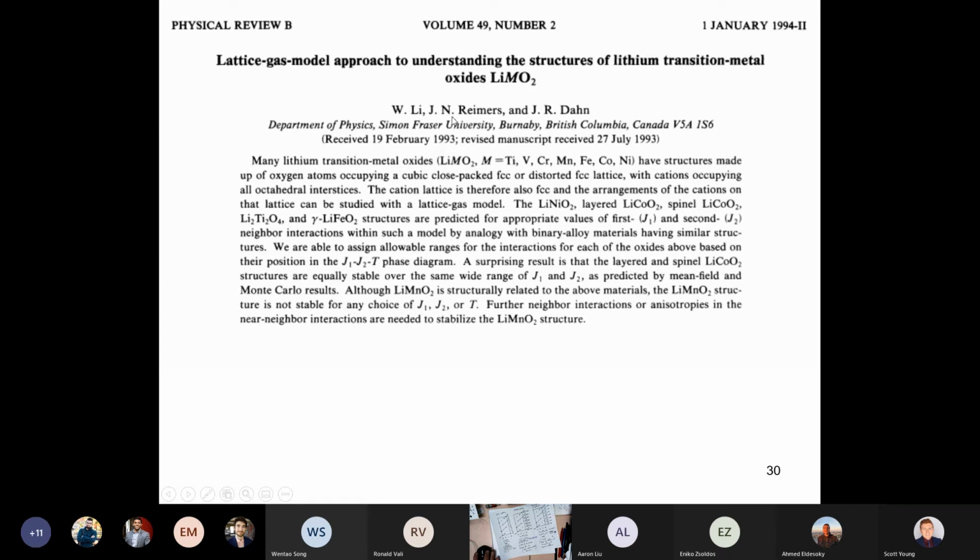And what Wu Li and Jan Reimers tried to do is understand why they form the different structures that they form. And could you understand it based on what's called a lattice gas model? And we'll talk about lattice gas models for, I don't know, 3 or 4 lectures later on in the course.